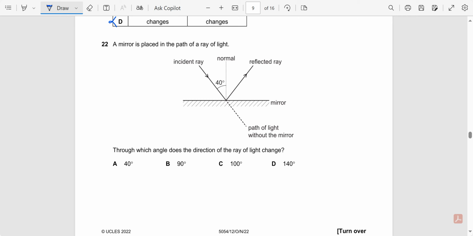A mirror is placed in the path of a ray of light. By which angle does the direction of the light change? So if the ray goes straight, it should go this way. Now it is going this way, so this is the change in angle. So this is 40, this is 40, because the angle of incidence is equal to the angle of reflection, and you add these two, this is 80, and you subtract it from 180, you will get 100 degrees.